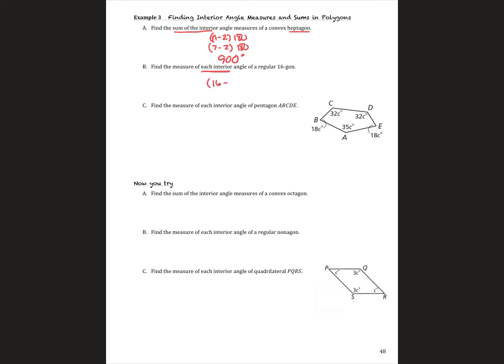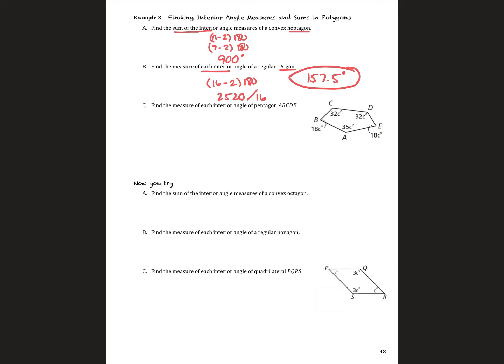So n is 16 in this case, because it's a 16 gon. So 14 times 180, which is 2520. But then we have to divide by n because it said each. So I'm dividing by the n, which was 16 sides. So each angle is 157.5 degrees.